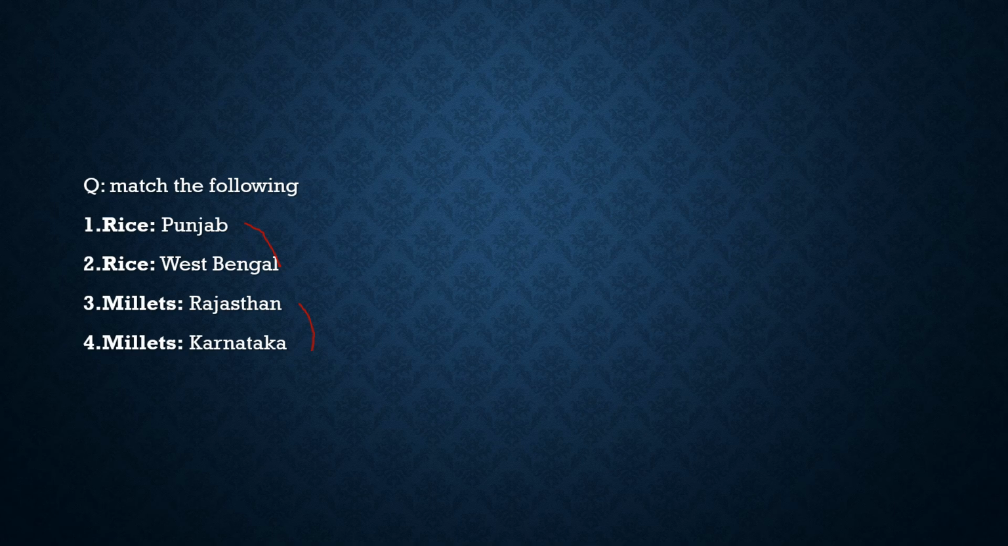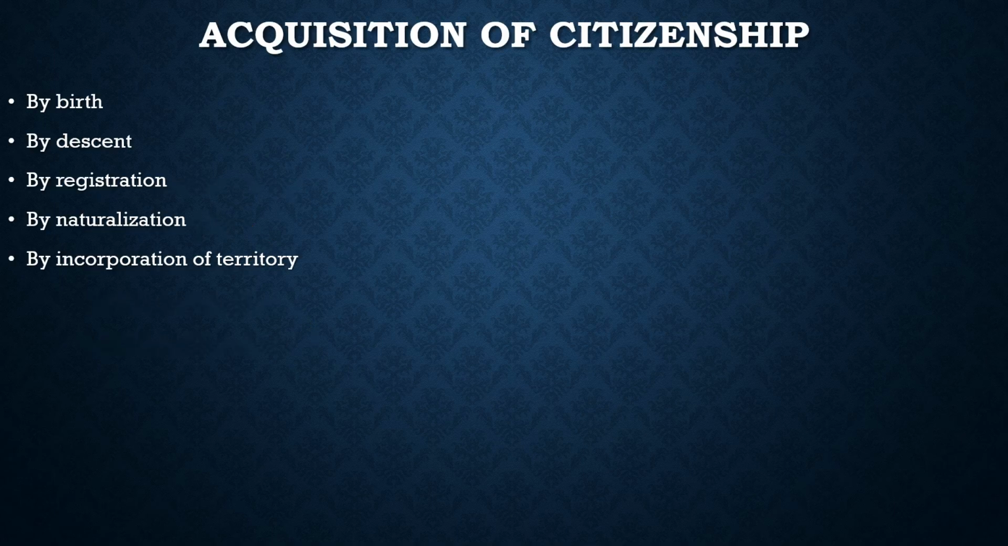Now let's move to another part, which is citizenship, a static topic. Today we are going to discuss the acquisition of citizenship via various methods, describe them, discuss them, and finally derive some prelims-based questions on that. With this, let's move to another slide. Here, today's static topic is acquisition of citizenship.